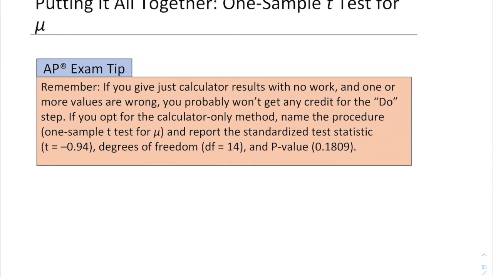So, those of you that are using your calculator, which I know majority of you are, you need to be very careful that you're going to get credit for the do step of the process. So, when you're using your calculator, make sure you name the procedure, so that'd be a one sample t-test for means, and you report the test statistic, that's t, the degrees of freedom, and the p-value. If you provide that information, then you're going to receive full credit for the question.